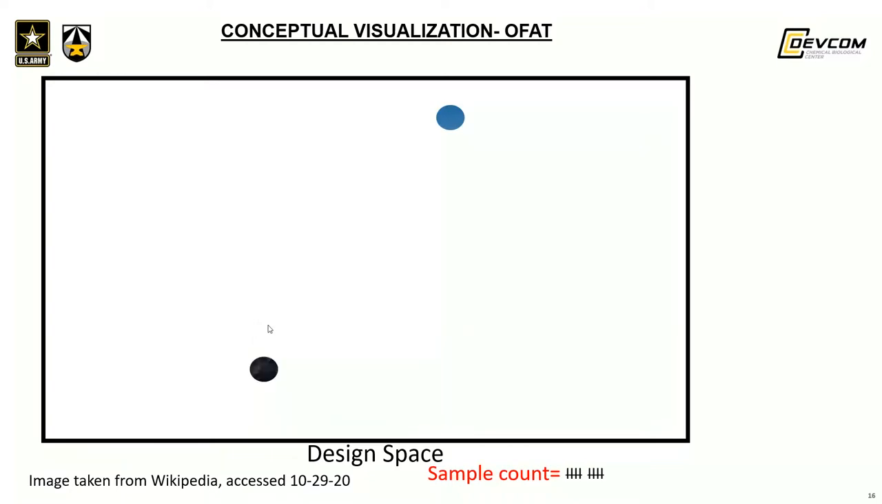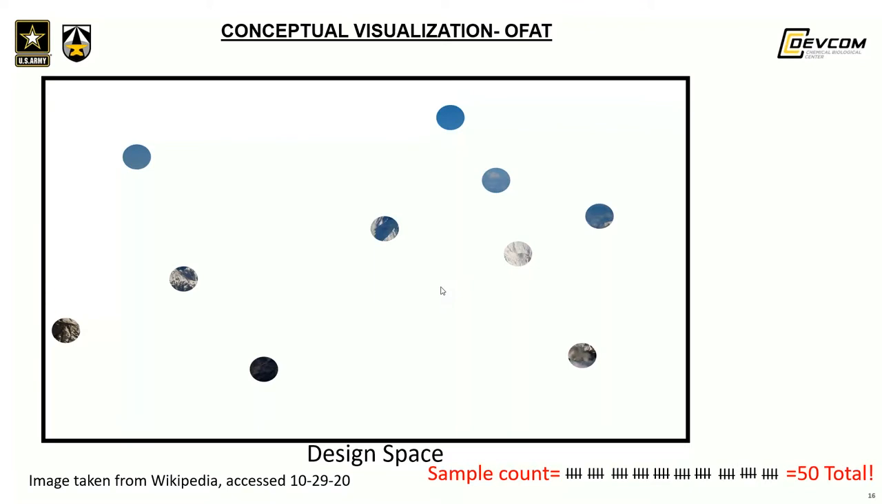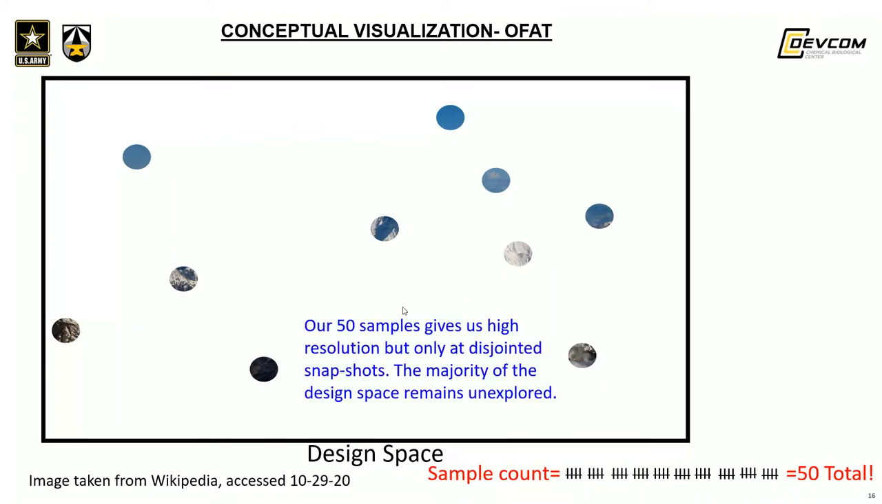If we explore one factor at a time using exact replicates of five, we get these little windows. It's like Swiss cheese. If I look through these little windows into my design space, I have good resolution because I replicated, I have a high replication level. And say I go up to 50 samples. So now I've got these disjointed apertures where I have high resolution, but I don't know what else is going on in the design space, and I don't have a good feel of the characteristic of the entire design space, and I've used 50 samples.